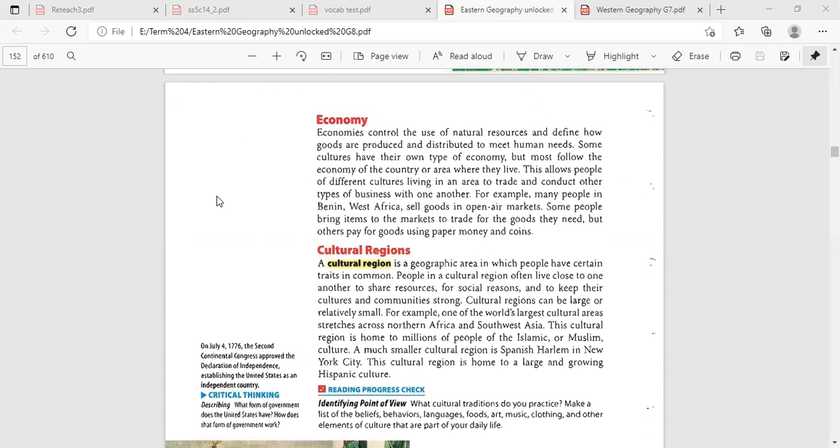People live close to each other to share resources. Yes, this is number one. What else? For social reasons. Okay, so they live together for social reasons, to share resources, and to keep their cultures and communities strong. Who can give me one example of the largest culture areas?